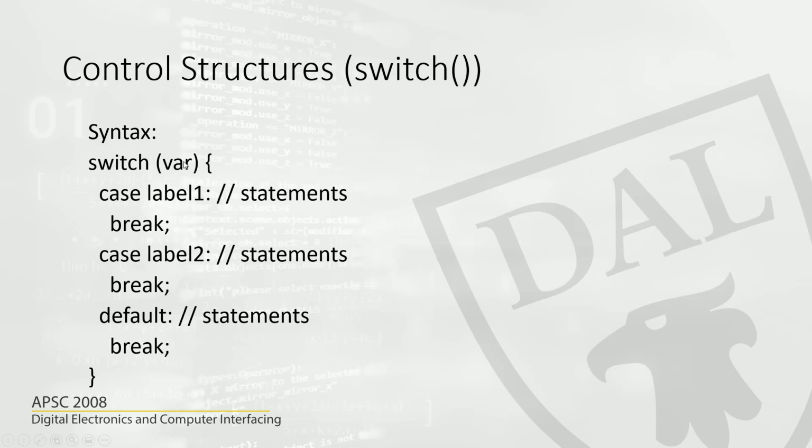So if the variable is 1, it will execute whatever statements are there in label 1. If it was 2, it will execute label 2. And if it was not 1 or 2, then it will execute the default. The default doesn't have to be here. If you don't want to execute anything, then just get out of these statements or this control structure. You don't have to have a default. You just check whether it is 1 or 2. If it is not either of those, then you just get out and go ahead with the program. So that is another control structure.